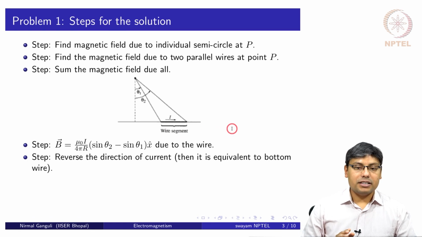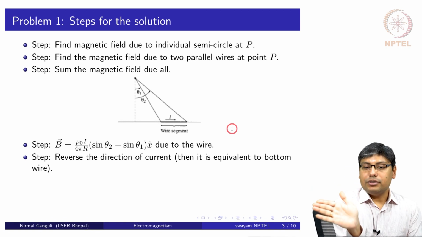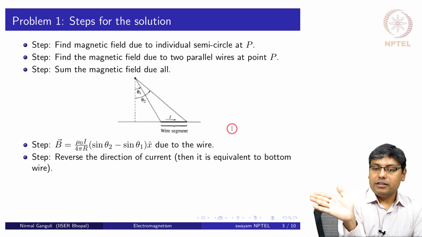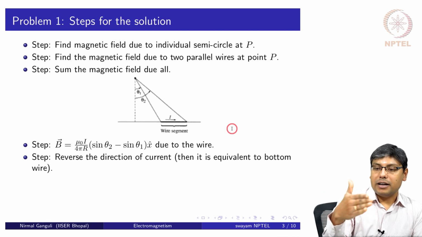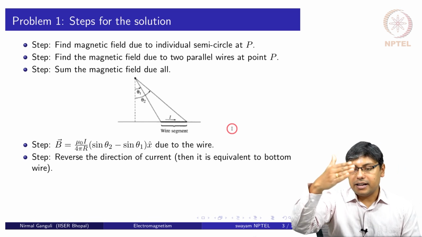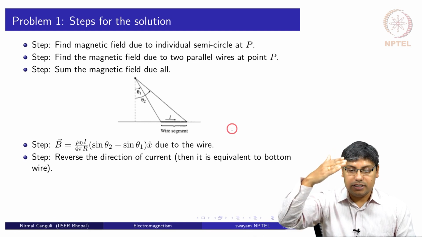What is x cap direction? It is I cross r cap. So you will have I along the direction of the wire, the current direction, and r cap is the distance from the wire to the point of observation. So in this case, this direction would be outside the screen.